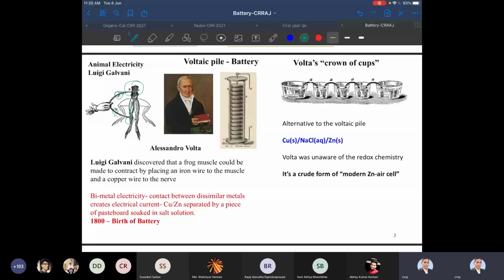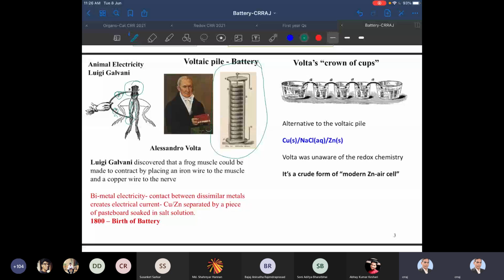This twitching, or the potential that is generated, is basically due to some reaction in the metal. The fluids in the frog function as an electrolyte, and you are basically connecting two different metals. It is nothing to do with bioelectricity. It is something to do with the bimetal. He refuted it, and then he made what is famously called the voltaic pile.